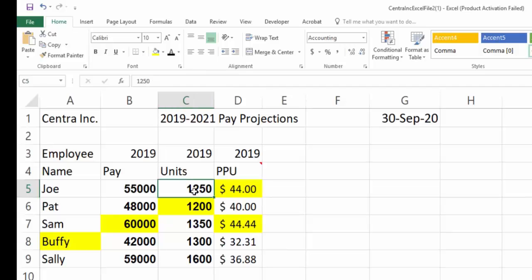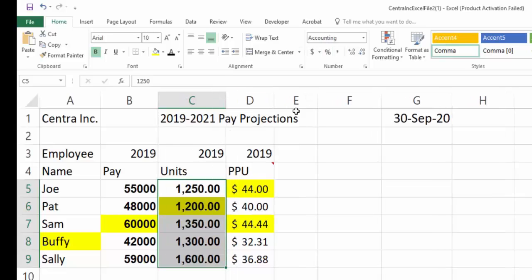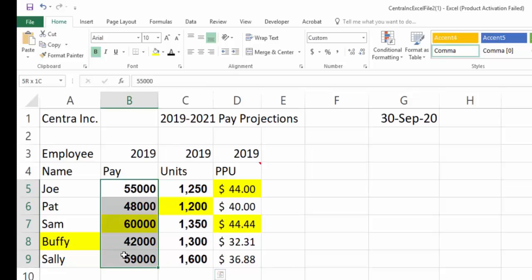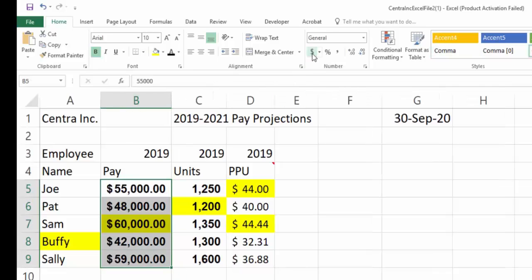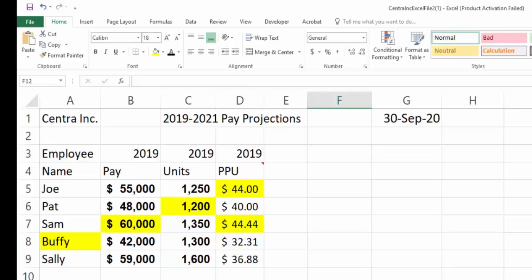Now while we're here, I'm just going to fix these numbers. These are just units, so we're going to use the comma. And don't forget, hashtags means the column's too big. We don't need decimals, so make the decimal 0. Okay, so please practice your formatting. These are dollars, pay, so we'll put the dollar sign, and again, 0 decimals, okay? How do you know how many decimals? You use your judgment.